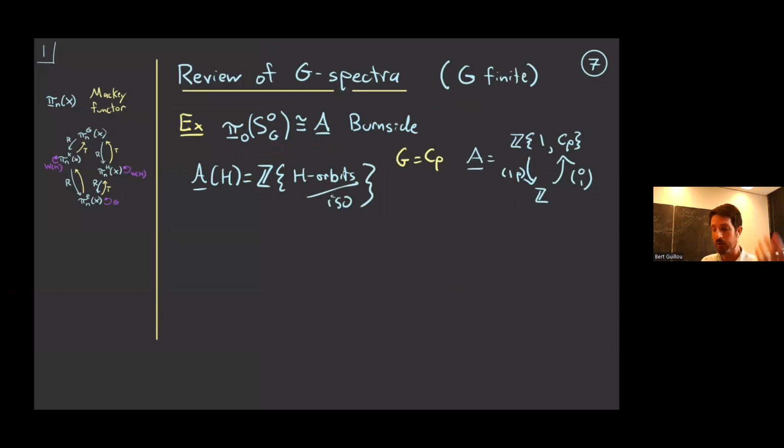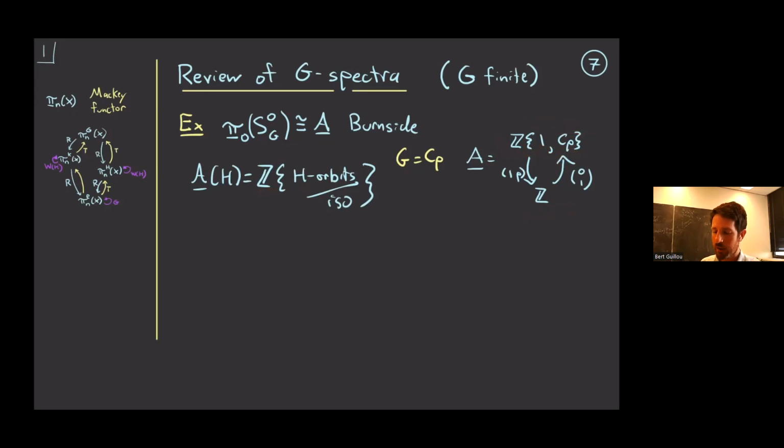Okay. And so here on the right, I've displayed it in the case of a cyclic group. At the bottom, we have the Burnside ring of the trivial group, which is just, there's only one orbit. It's just a point. And so we have just a rank 1 Z. And at the top, now we're considering the Burnside ring of the group C_p. And the point is that there are two types of orbits. There's the trivial orbit and the free orbit. So we get a rank 2 group at the top.